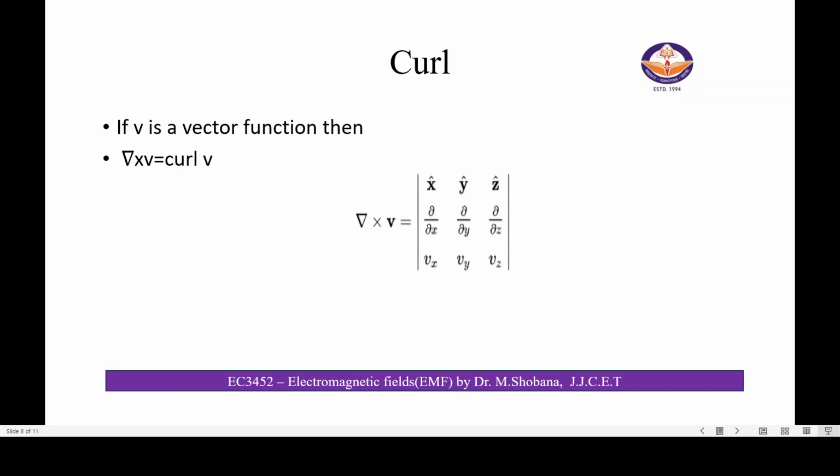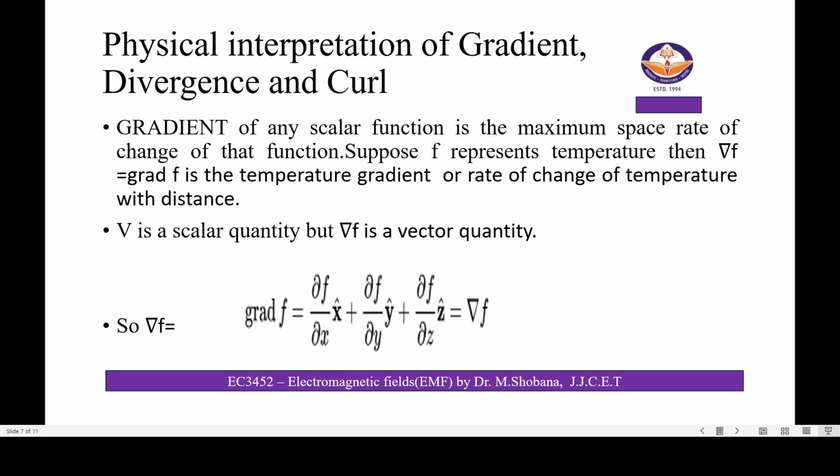Now coming to the curl. Suppose we are given a vector function v, then the curl of that function is defined as del cross v, which is nothing but the determinant of the matrix with rows x, y, z; ∂/∂x, ∂/∂y, ∂/∂z; and Vx, Vy, Vz.